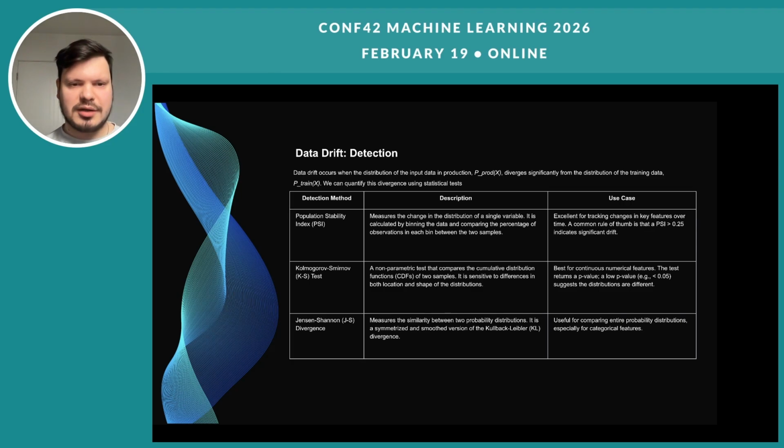The next one is the Kolmogorov-Smirnov test, or KS test. It's a non-parametric test that compares the cumulative distribution functions of two samples. And the best way to use it is for numerical features. The last one is the Jensen-Shannon test. It measures the similarity between two probability distributions, and it's useful for comparing the distributions of two categorical features.